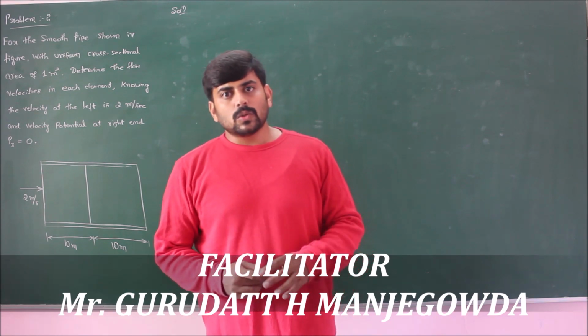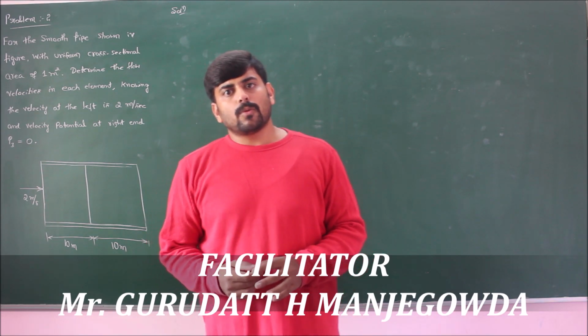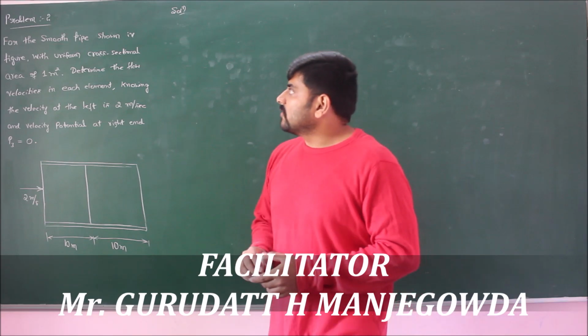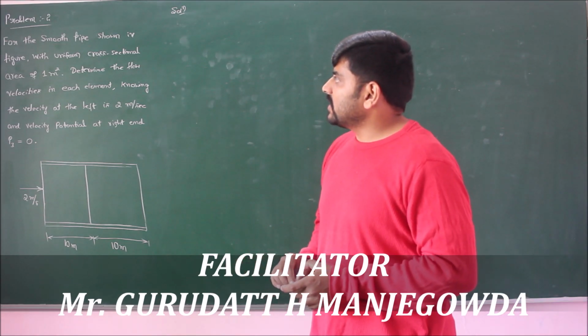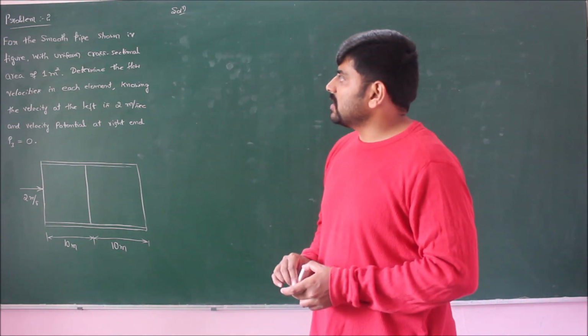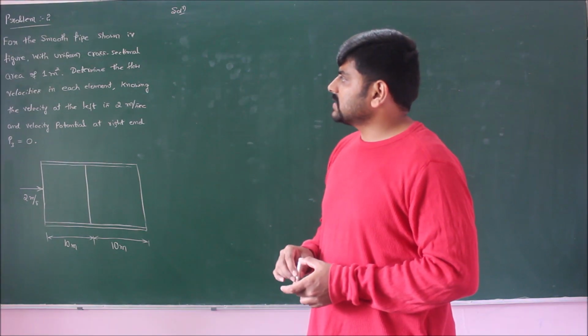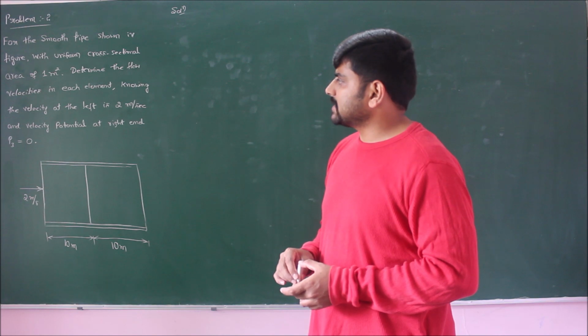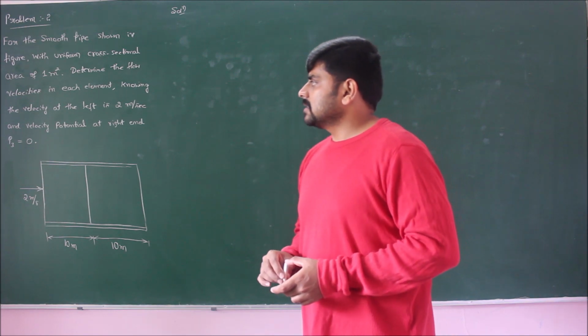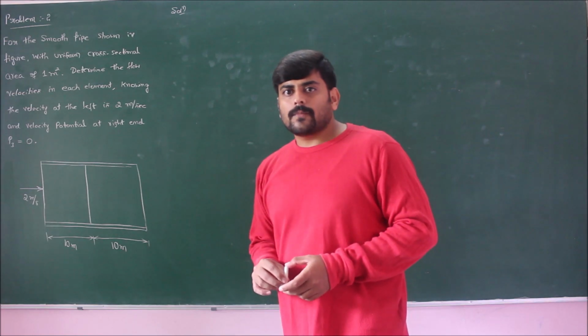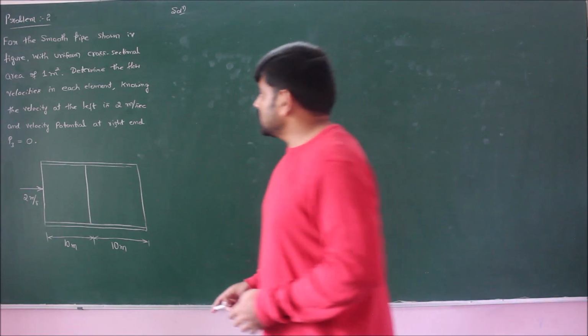Our problem 2 on flow through porous medium states that for the smooth pipe shown in the figure with uniform cross-section area of 1 meter square, determine the flow velocities in each element, knowing the velocity at the left is 2 meters per second and velocity potential at the right end, P3, is set to 0. Let us solve this problem.